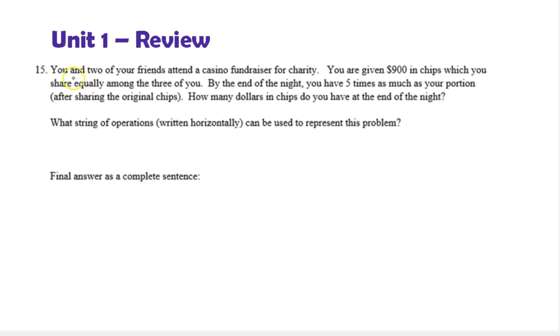You and two of your friends attend a casino. You are given $900 in chips, which you share equally among the 3 of you. By the end of the night, you have 5 times as much as your portion after sharing the original chips. Here comes the question. How many dollars in chips do you have at the end of the night?